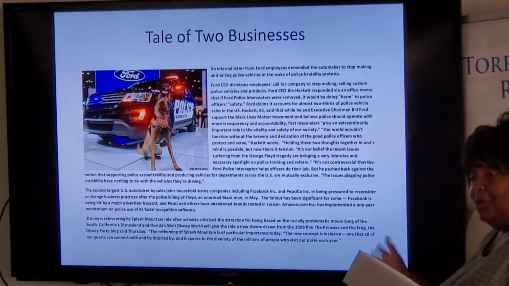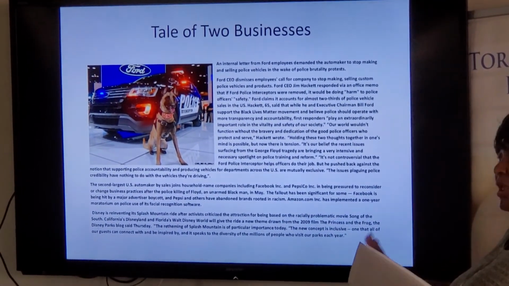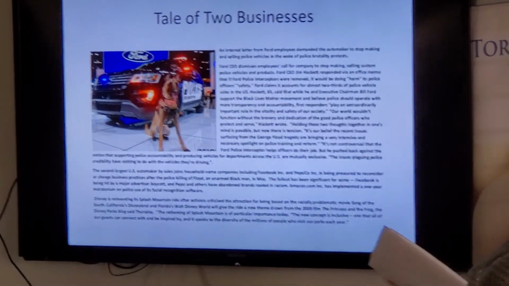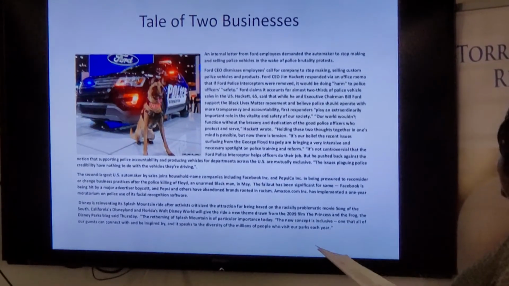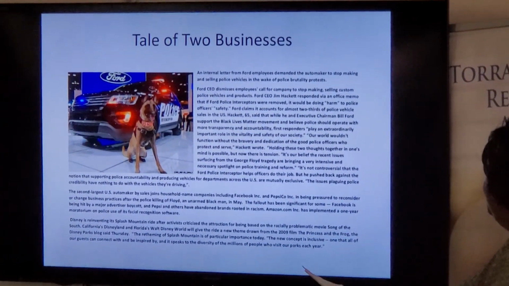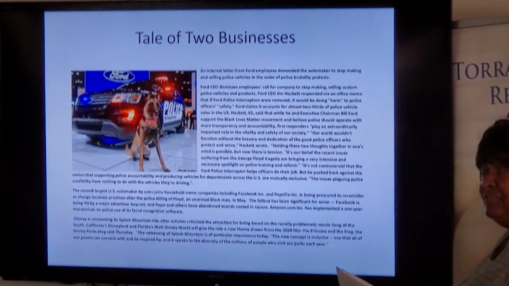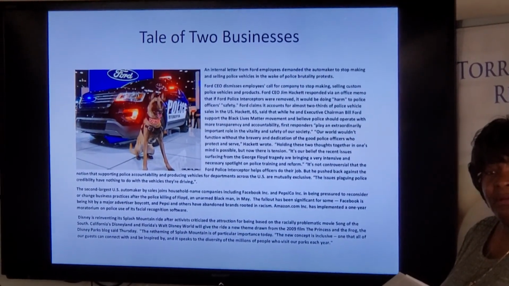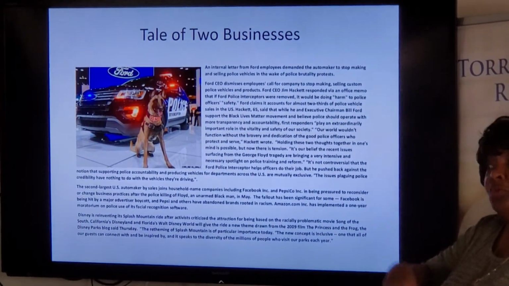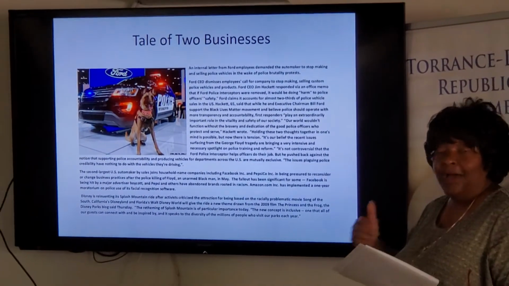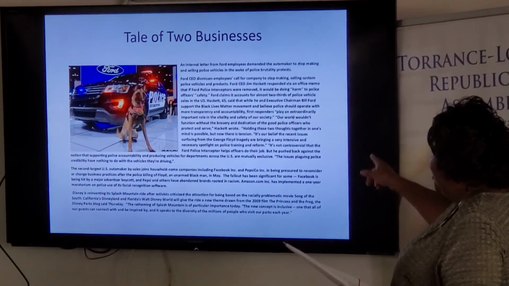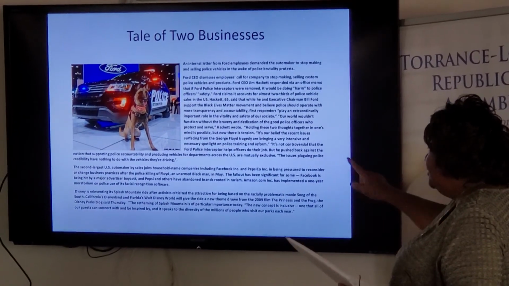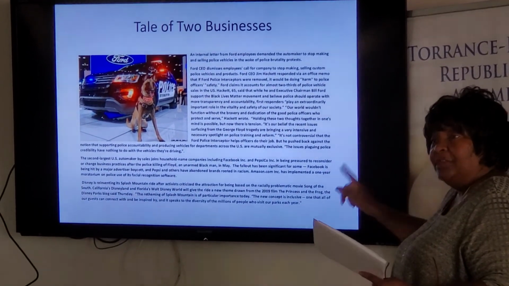Now, I say the tale of two businesses for this, and I love Ford because he stood up fighting these people. So he had a group of employees that came through and said, we demand you stop selling police vehicles in the wake of police brutality protest. He said, screw you. That's right, he sure did. Good for him. If you don't like it, you pack your stuff and get out. Find another job. He took a stand here, safety's here, we're here for first responders. So we're not gonna take away vehicles they need for their safety purposes.